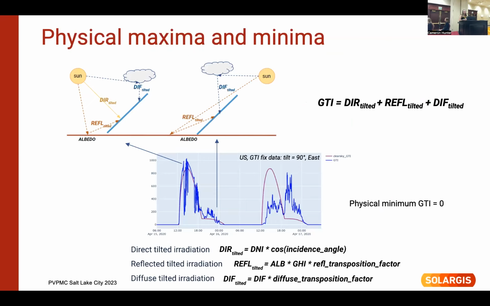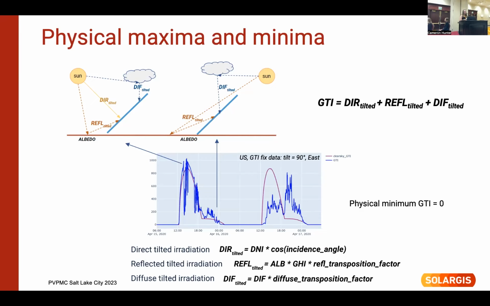And then we go to more complex things, which are physical maxima and minima. Actually, for minima, it's quite easy. We say that GTI should be at least 0. But for maxima, things are a little bit more complicated. So let's have a thought about this. You don't need to look at the equations. I will try to explain it in words and pictures, which might be a little bit easier. So if you look at the picture on the top, what can happen? There are two situations.